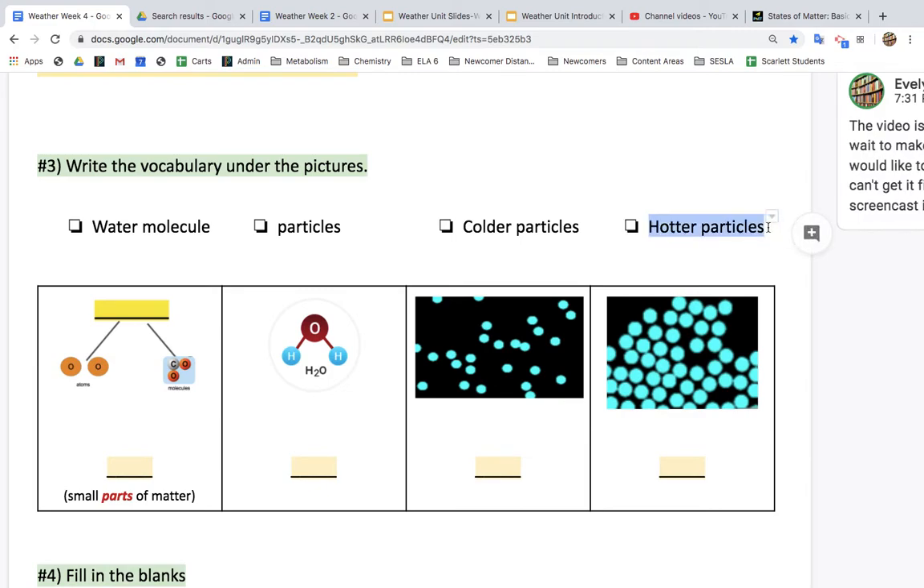Remember that hotter particles are farther apart. Which one of these is farther apart? Write it here or here.